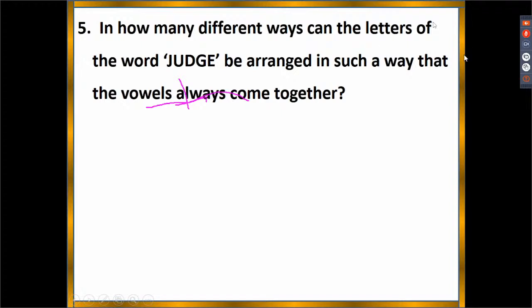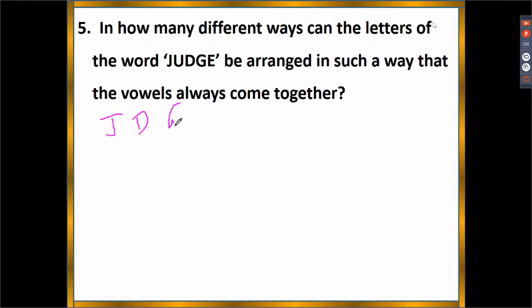So here, without having any condition, the word judge has all different letters, so directly the answer is 5P5, 5 factorial. But they clearly mentioned that the vowels always come together. So write down, whenever they mention that the vowels always come together, you need to remember to write down all the vowels separately.